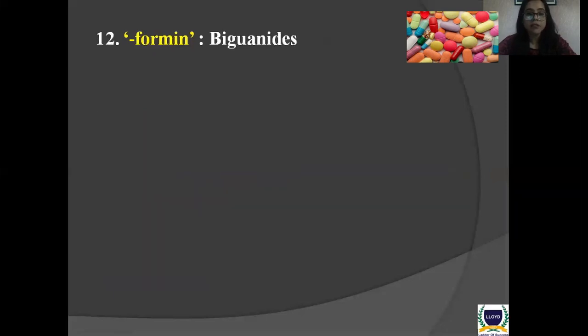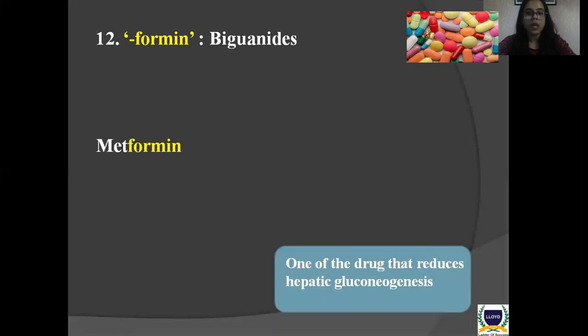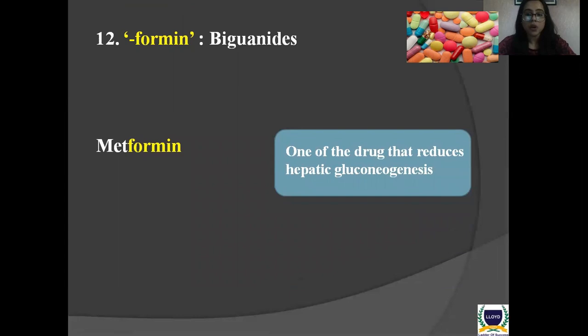Our next suffix is formin. Formin indicates these are biguanides. Biguanides include the drug metformin. Metformin is one of the drugs that reduces hepatic gluconeogenesis, so these can be used as anti-diabetic agents. So for metformin, the suffix is formin, and it can be categorized under the biguanides, having anti-diabetic action.